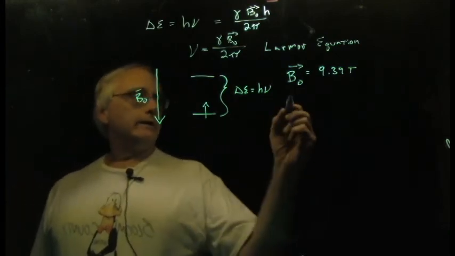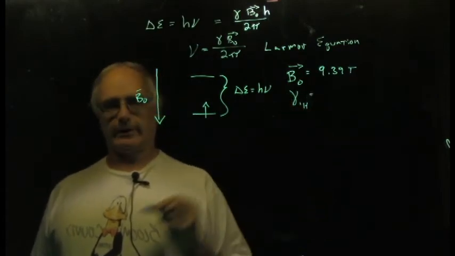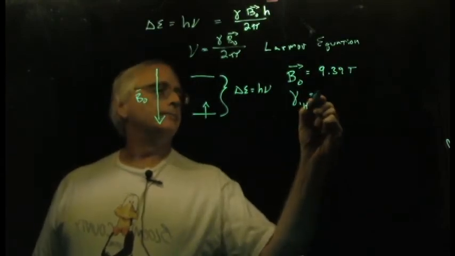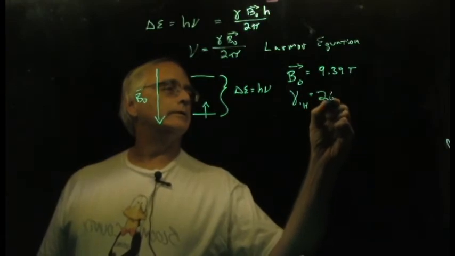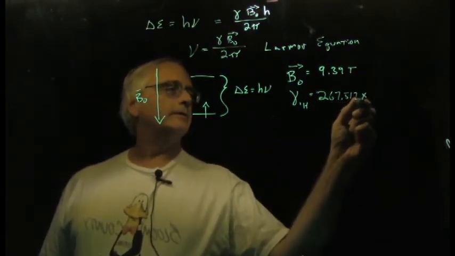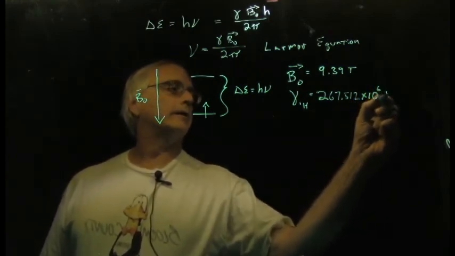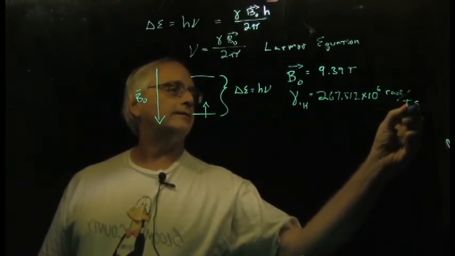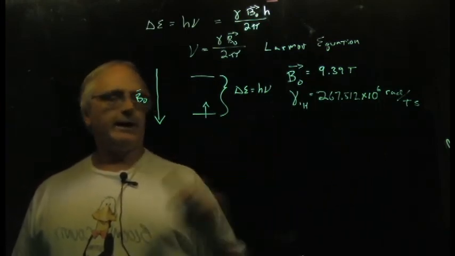The other number we need is the magnetogyric ratio of proton, for good old hydrogen atoms. And the number, I'll just simply write it out here, is 267.512 times 10 to the 6th. And the units are a little bit odd, but you'll see how it works out in just a second. Radians per Tesla second. These are the two critical numbers we need.